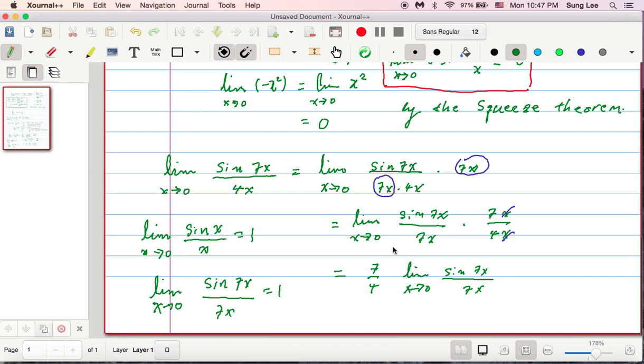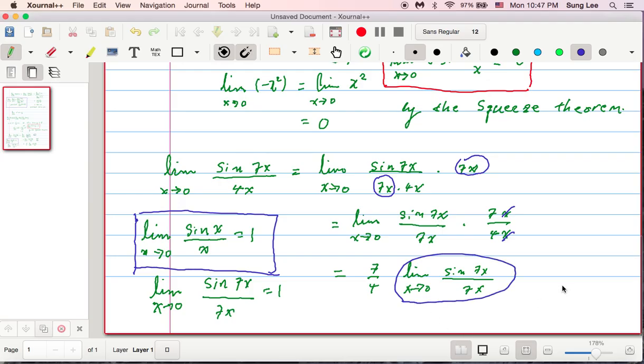Now you know what you see? That's exactly the limit we were talking about earlier. So using this important limit, this whole thing goes to 1, right? So this equals 1. So overall, the limit is going to be 7 over 4. That's easy, right? That's easy. Okay.